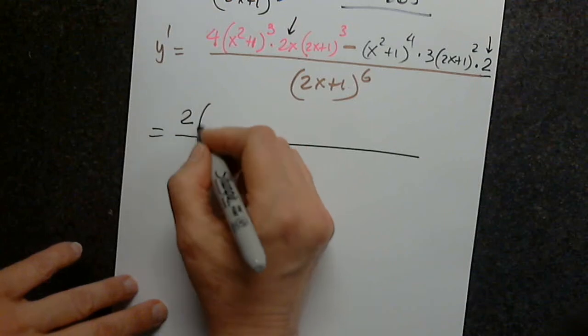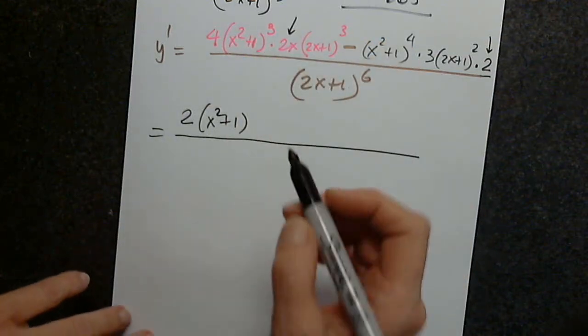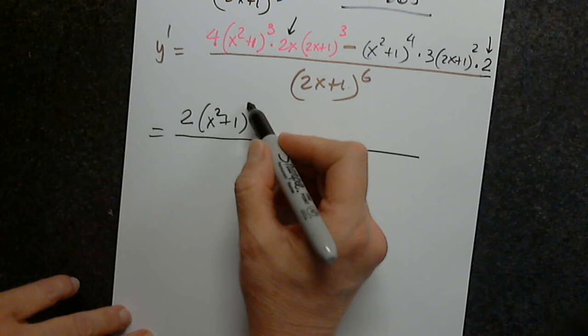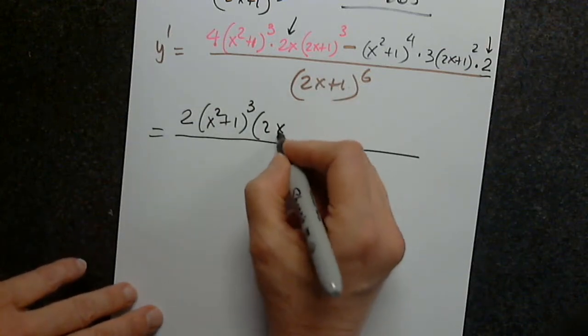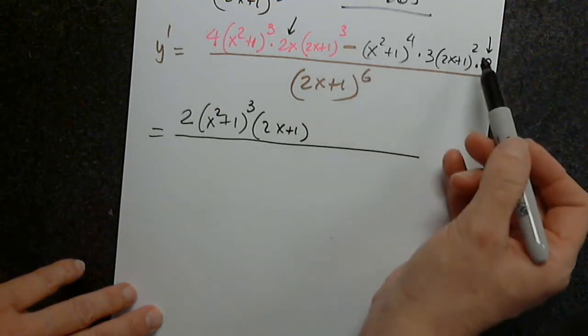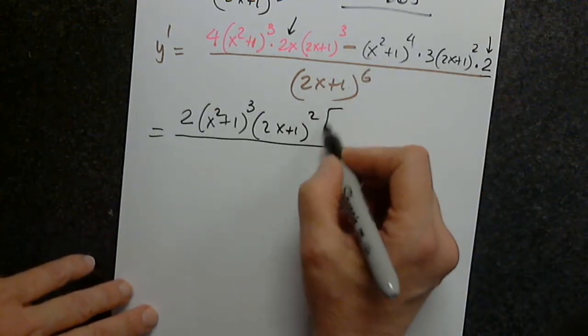Then an x squared plus 1, but I have to decide upon the power. This one has 3 and this one has 4. So what will be the power that comes out? 3. Yes, always the smallest. Perfect. Also, I have 2x plus 1, and this has 3 and this has 2. Which power comes out? 2.